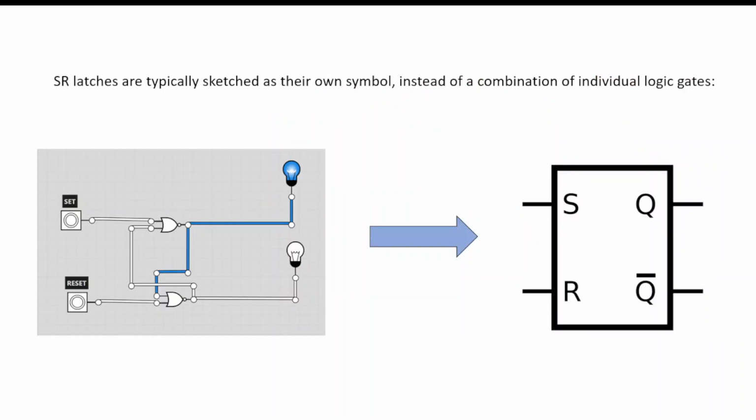Now, SR latches are typically sketched as their own individual symbol instead of a combination of individual logic gates. Usually it's a rectangle with an S, an R, and two Qs on the right-hand side. One is a Q and the other is Q bar. Now remember from Boolean expressions that a bar means to invert, and really that means the opposite. The Q bar will always be opposite of the Q.